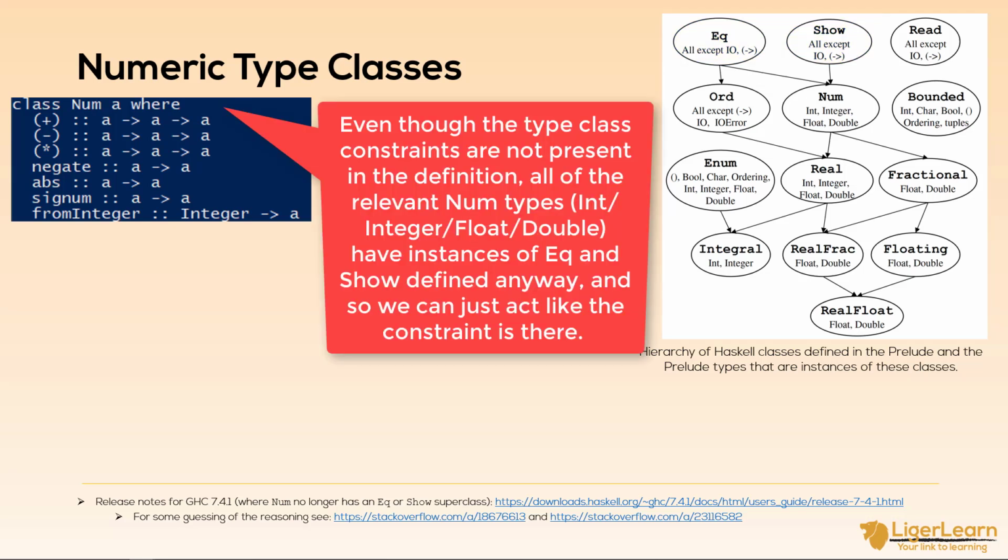So even though the type class constraint is not present in the type class definition, the types that implement the Num type class also implement the Eq and Show type classes. I'll show you how you can make the constraint explicit later in the module and effectively work around this, but for now, in most cases, we can just go ahead and act like the constraint is present.